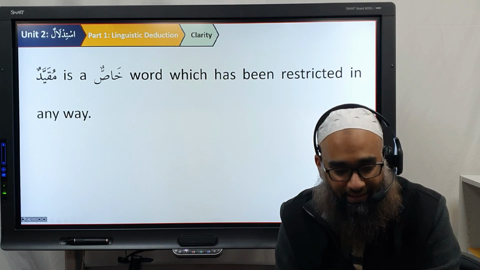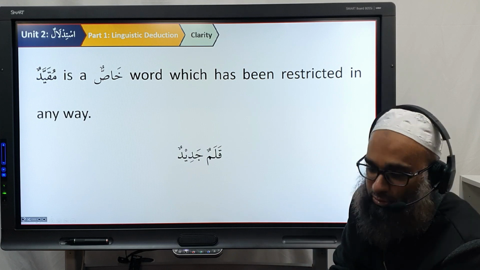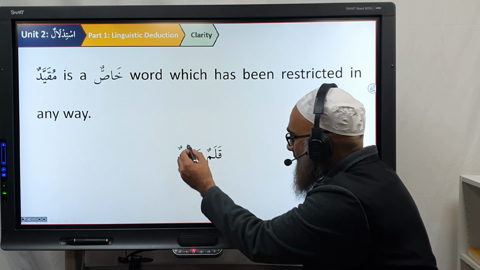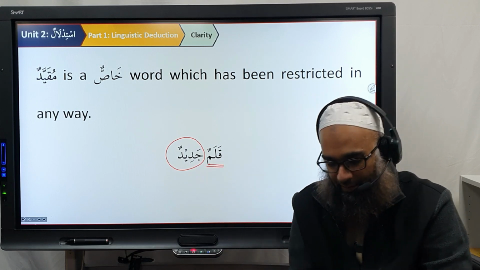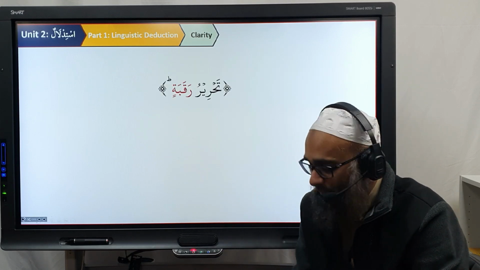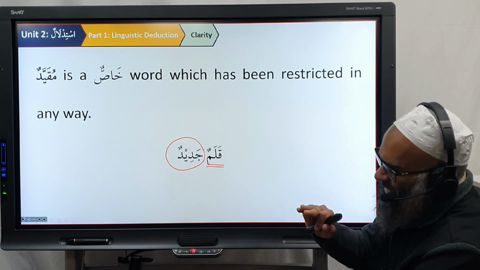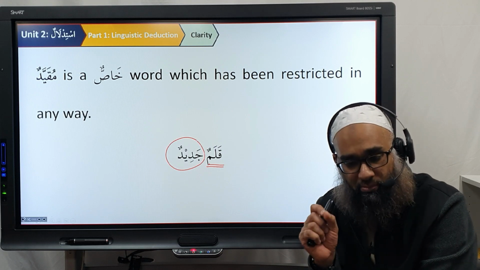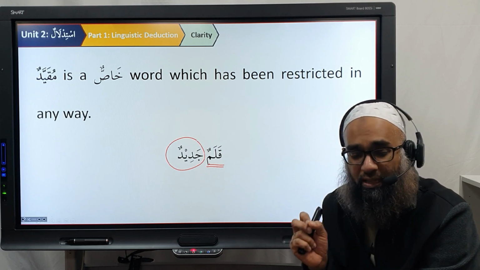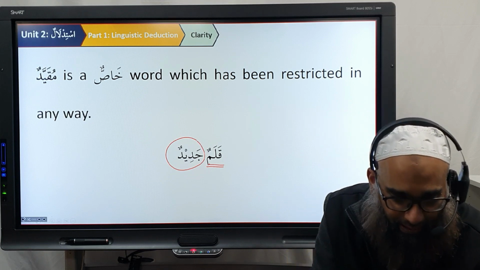And if we say muqayyad, it's been tied down. It has a restriction. For example, qalamun jadidun. The word jadid is now saying, well, not any pen, it has to be a new pen. Do you understand? Are you following? Now, one thing we have to remember here is that when you hear mutlaq and muqayyad, when something is muqayyad, it doesn't mean it's muqayyad in all ways. Muqayyad means it's restricted in one particular way.